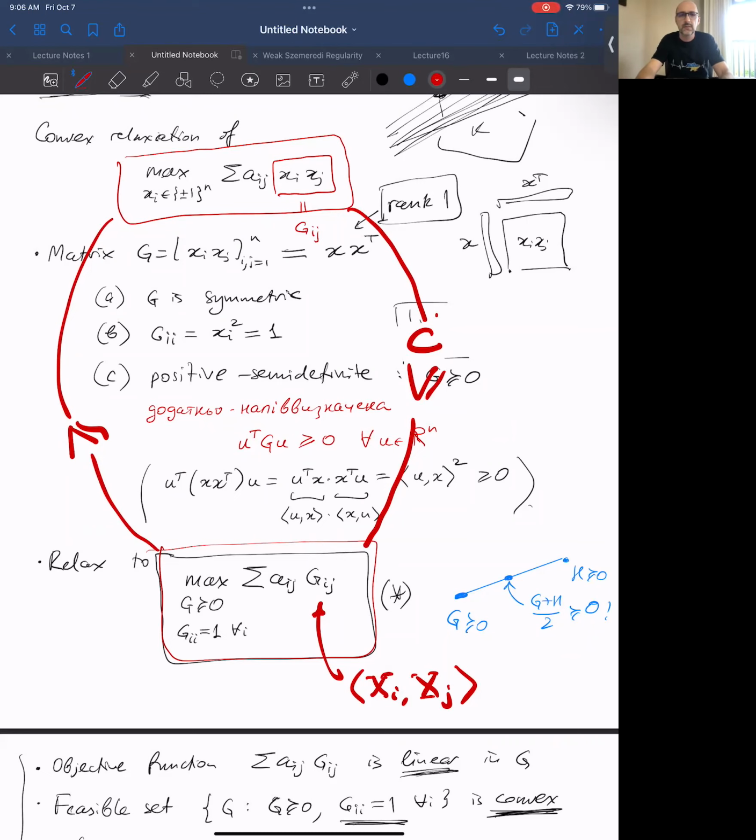That's actually a very, very interesting result, by Goemans and Williamson, which we'll prove. Any other questions?